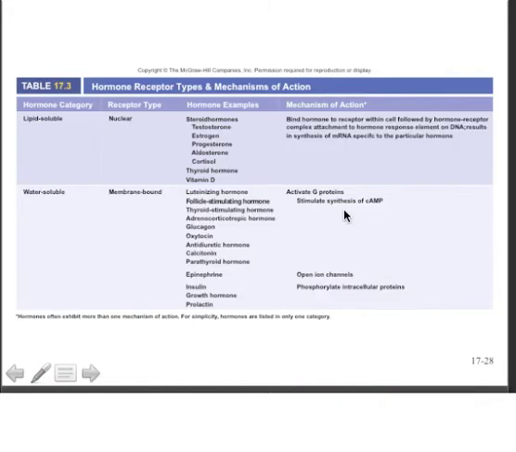And this is just a look at some different hormone categories, their receptor types, some examples, and their mechanism of action. That's 17.3 in your text. Just make sure and review that material.